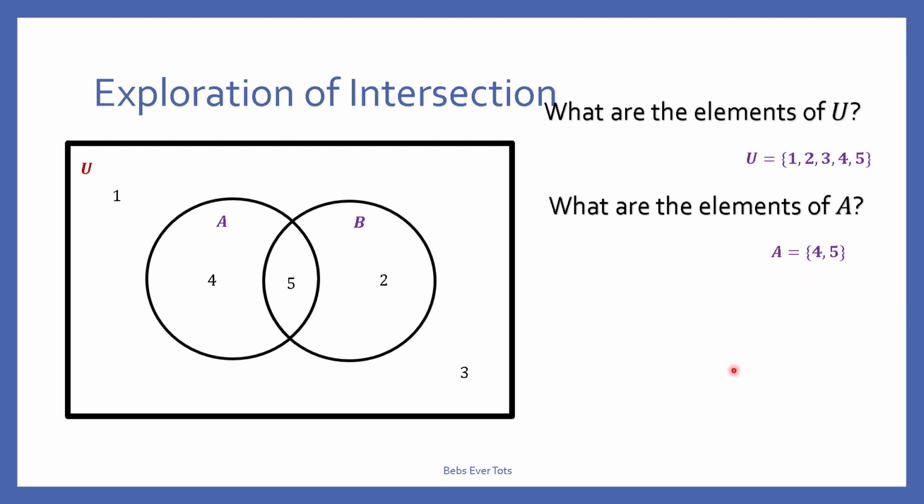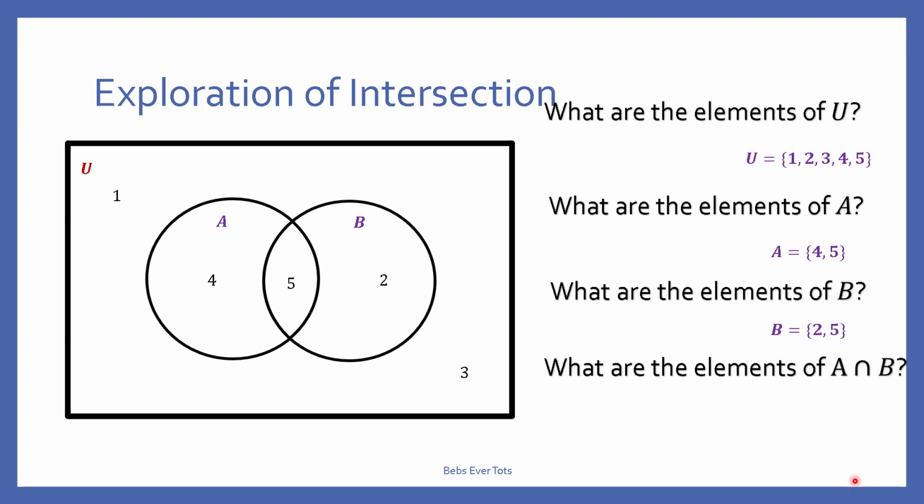What are the elements of B? Let's look at that. These are the elements inside circle B, that is 2 and 5. Now, let's look at what are the elements of A intersection B. The element of A intersection B is 5, because this is the only element that is included in both, that is common between set A and set B.